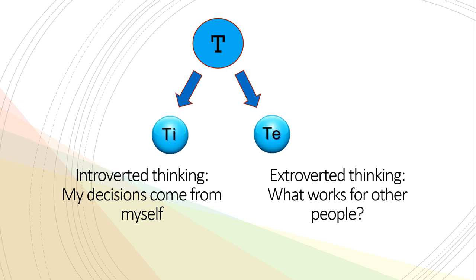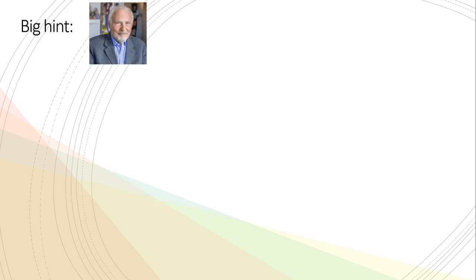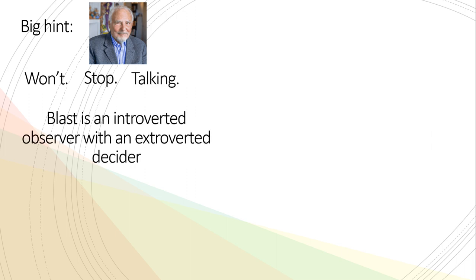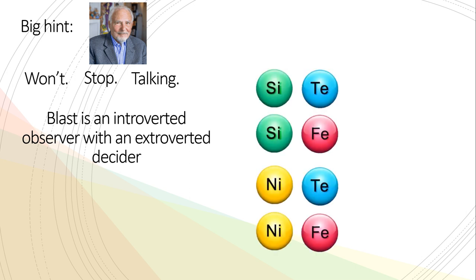So I actually got this wrong. I thought that he was TI because he seems like such an introvert. He didn't talk a lot about other people's accomplishments, and he didn't talk about how much he was influenced by other people. So I thought that he was TI, but he's actually TE, and we'll go into that a little bit. So the big hint there is that Paul will not stop talking. He is very, very blasty, and blast is an introverted observer combined with an extroverted decider.